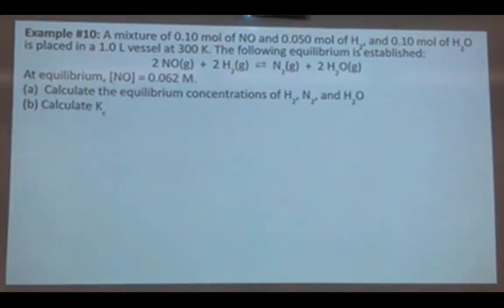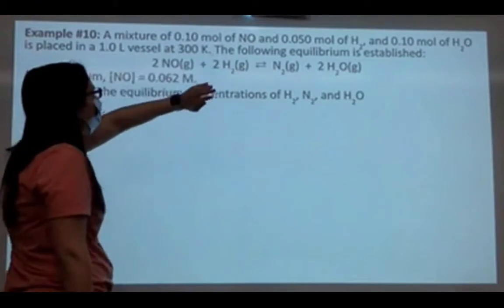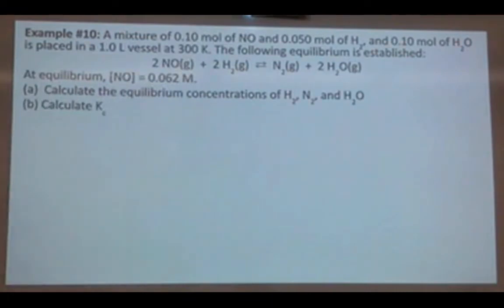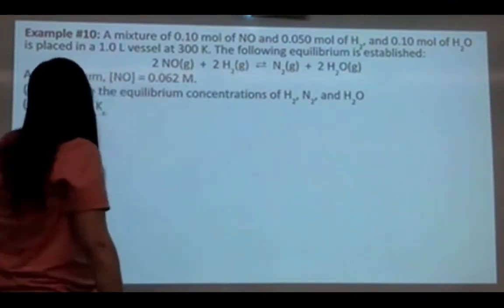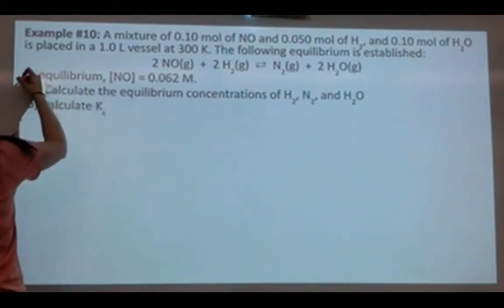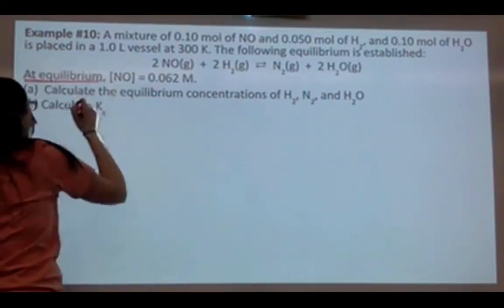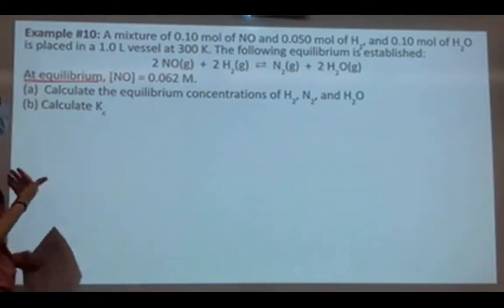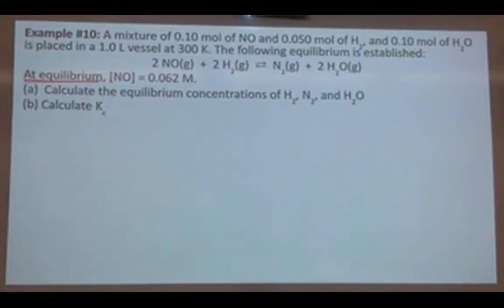So in this example, it says a mixture of NO, H2, and H2O is placed in a 1 liter container at 300 Kelvin. So NO, H2, and H2O are placed in a container. These are initial amounts. Then the following equilibrium is established. Here's our equilibrium reaction. At equilibrium, so I'm going to underline this, at equilibrium, because whenever we want to solve for any equilibrium expression, we need equilibrium values. So A says calculate the equilibrium concentrations of H2, N2, and H2O, and part B, calculate Kc.